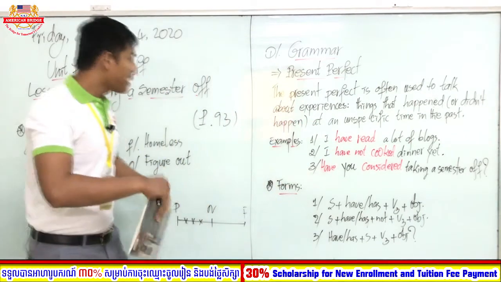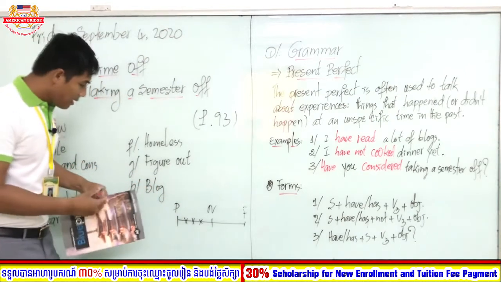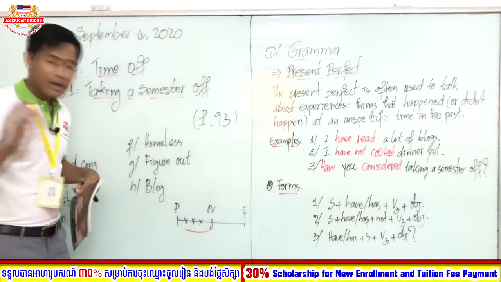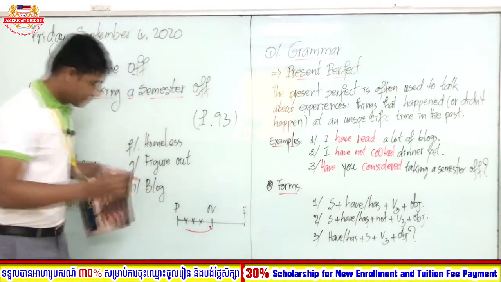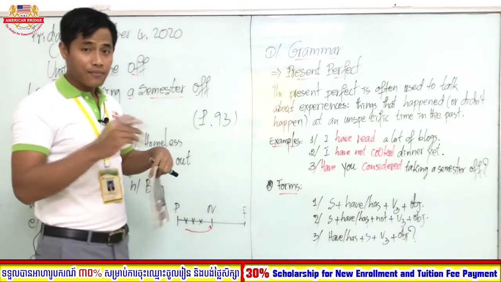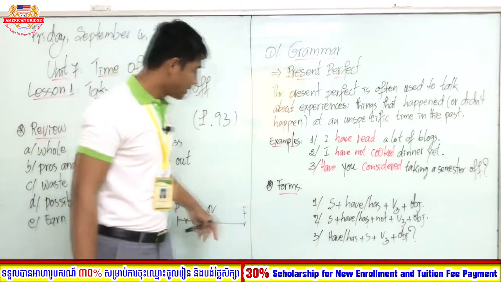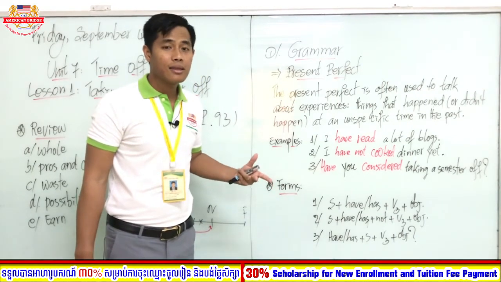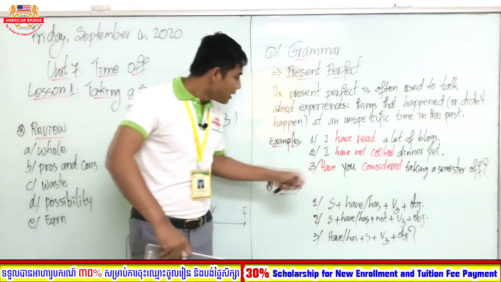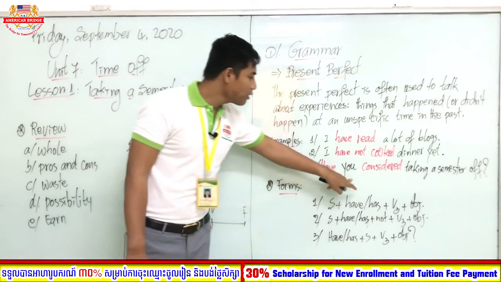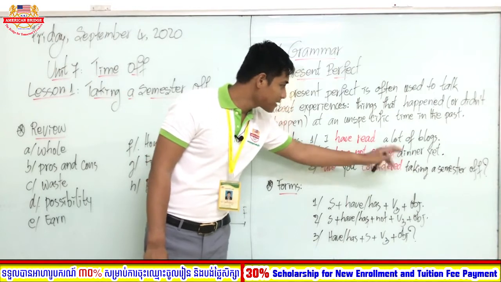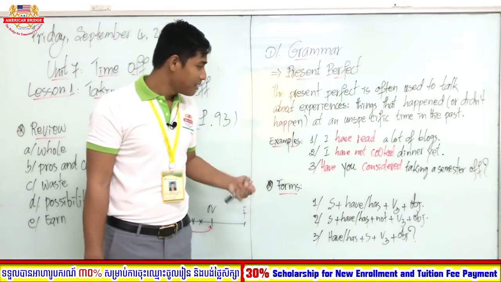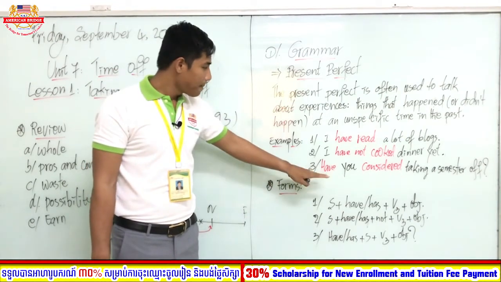So present perfect can also be used for something that happened in the past and continues until now. Some actions continue until now, so the result can affect the present as well. Number three: have you considered taking a semester off? Have you considered taking a semester off? So this is a question.